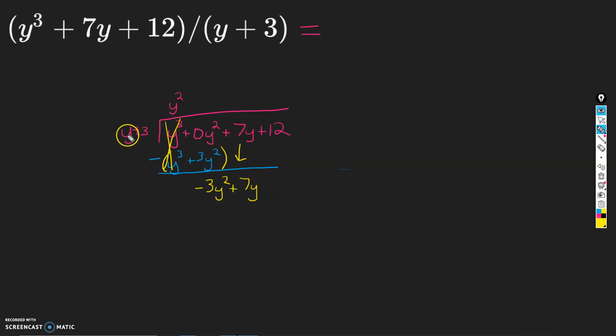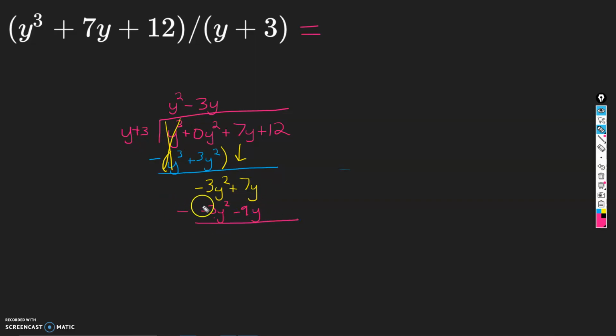Okay, now how many times does y go into negative 3y squared? Well, it's going to go in negative 3. So if it goes in just negative 3 times, negative 3 times y is just negative 3y, but we need the y squared, so I need to tack on an extra y here. So negative 3y times y will give us the negative 3y squared that we want. Negative 3y times positive 3, this will be negative 9y.